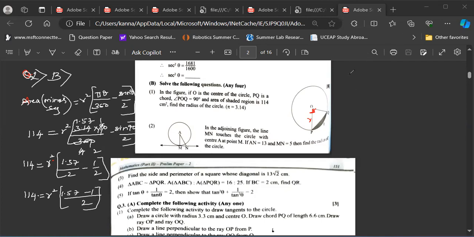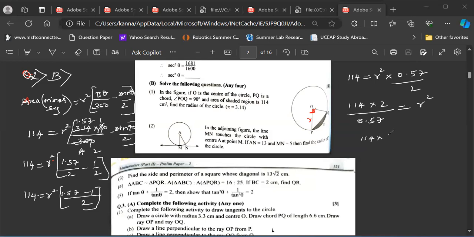So what will happen, children? 114 is equal to r square into 0.57 upon 2. Now, such a simple sum, children. 114 into 2, the whole thing upon 0.57 equal r square, children. R square I have 1. So 0.57 comes down, 2 goes up. Now remove this decimal. Remove this decimal.